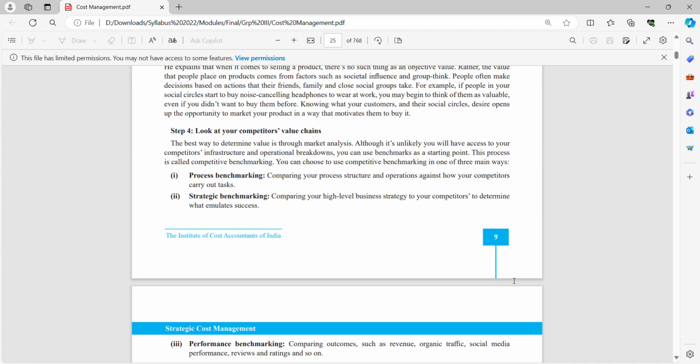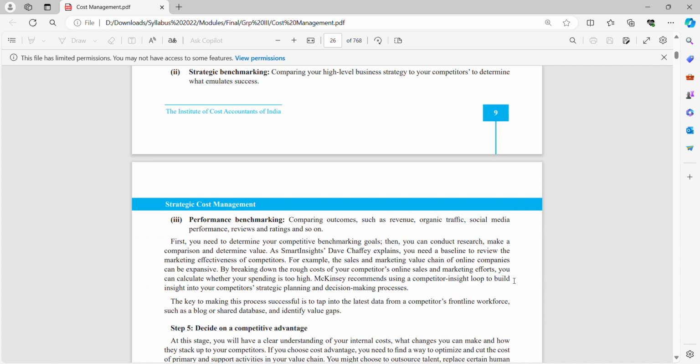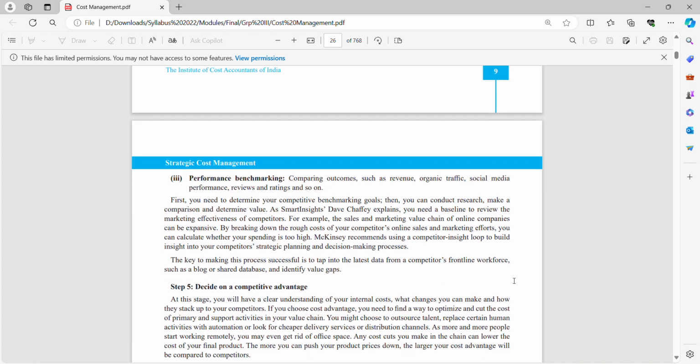A quick read. So we have process benchmarking, strategic benchmarking, and performance benchmarking. We identify and compare the process, performance, and strategies of our competitors, and we try to determine what they have done to succeed, and accordingly we also start working on it. They have taken one more example.